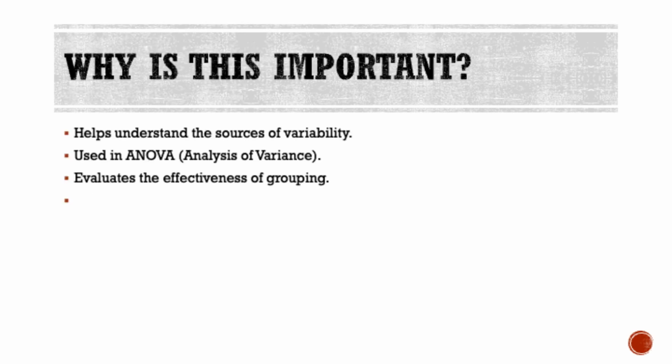Why is this rule important? First, it helps us understand the sources of variability in our data. Second, it's used in ANOVA, or analysis of variance, which is one of the most important statistical techniques. Third, it helps us evaluate the effectiveness of our grouping. If most of the variance is between groups, then our grouping is meaningful. If most of the variance is within groups, then our grouping may not be very useful.